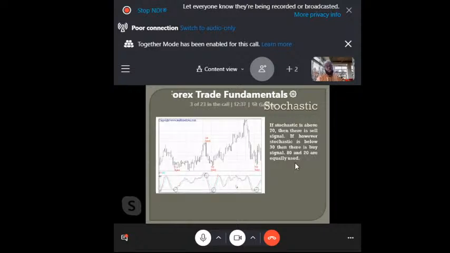So now let's see stochastic. Can you see it? There are lines also. Line on top and line below. If stochastic is above 70, then there is a sell signal. So it must be above 70 and below 80. Then when it is below 30 and above 20, you have a buy signal.